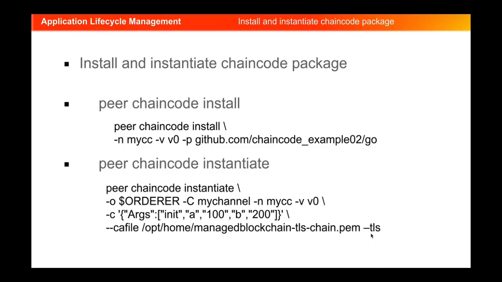which means you have to use TLS when communicating to the orderer endpoint. So there are other options as well. You can visit the documentation of Hyperledger Fabric if you want to know some more options that are available for all these particular commands.